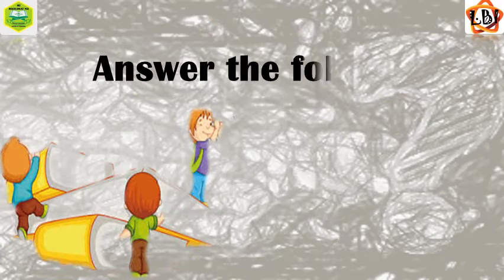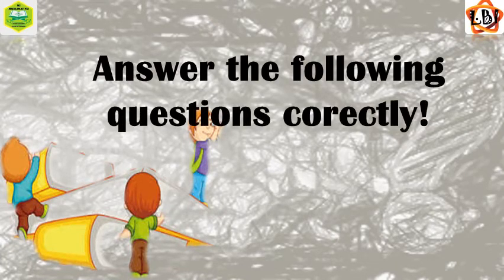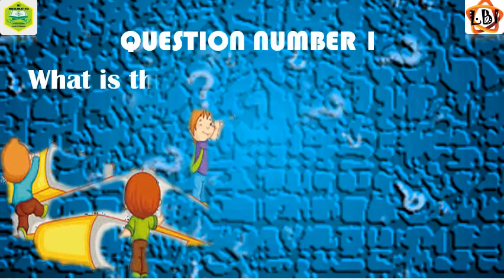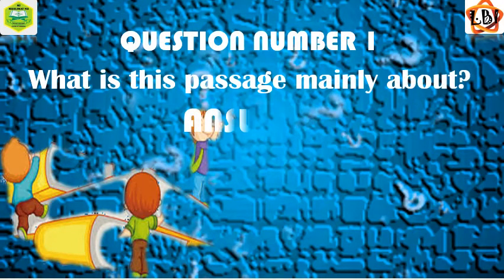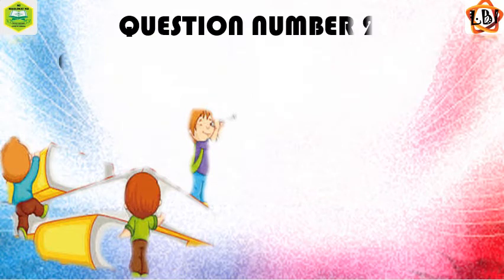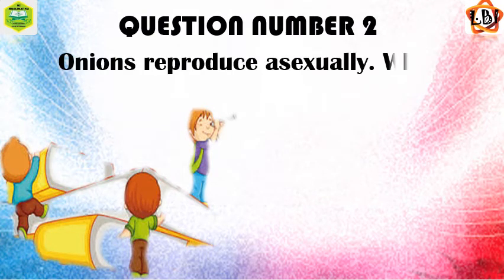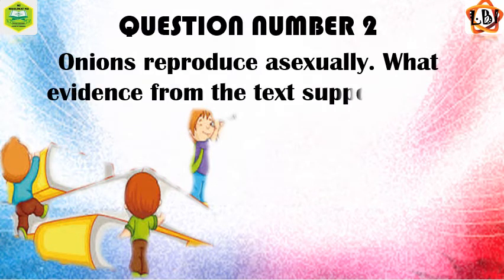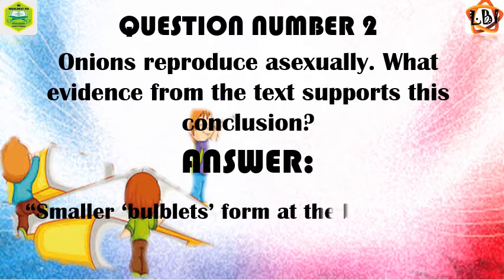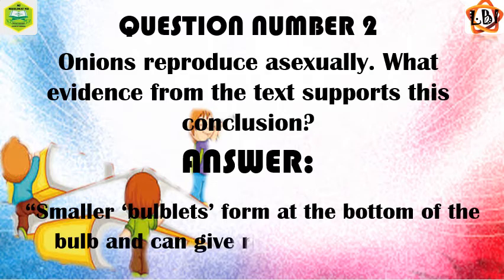Answer the following questions correctly. Question number 1. What is this passage mainly about? Answer: sexual and asexual reproduction. Question number 2. Onions reproduce asexually. What evidence from the text supports this conclusion? Answer: smaller bulblets form at the bottom of the bulb and can give rise to new plants.